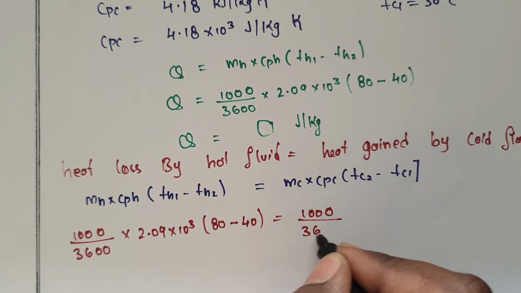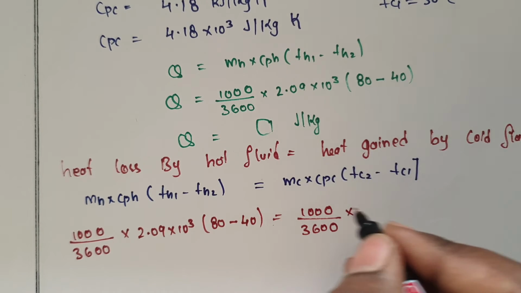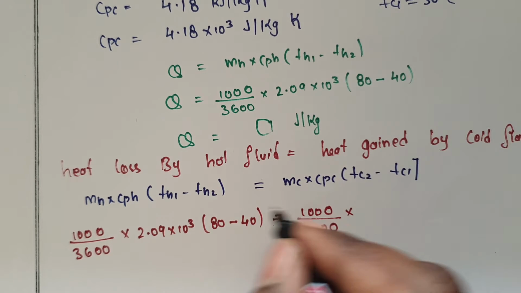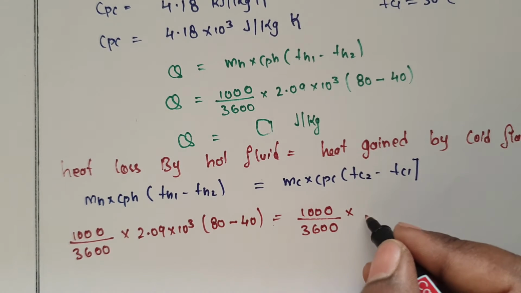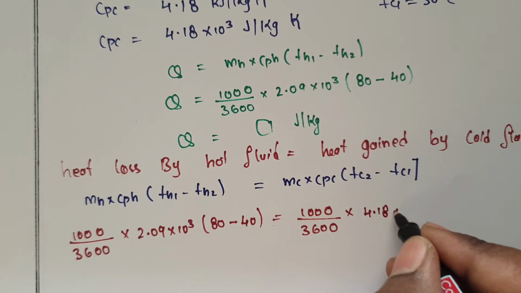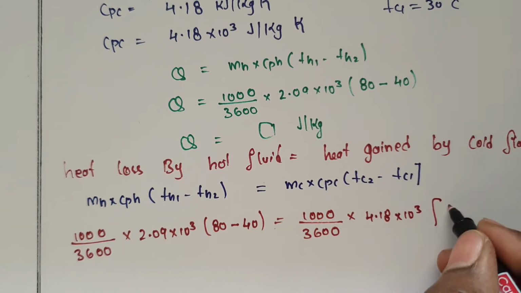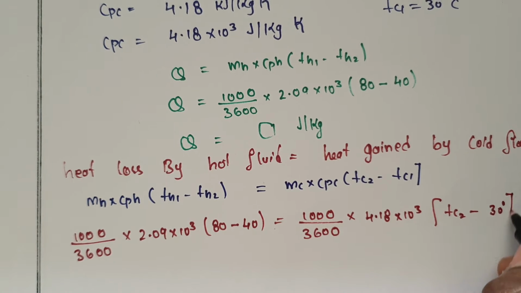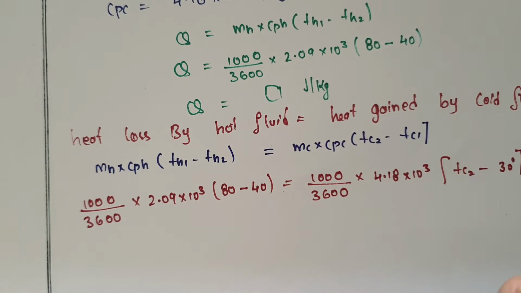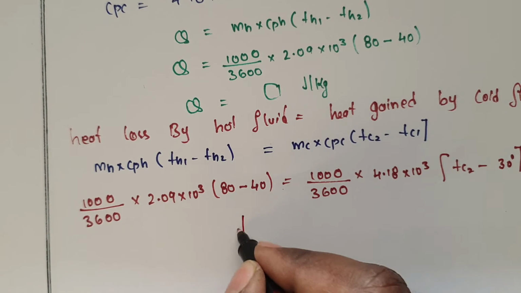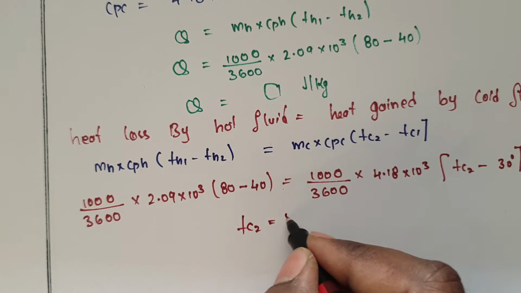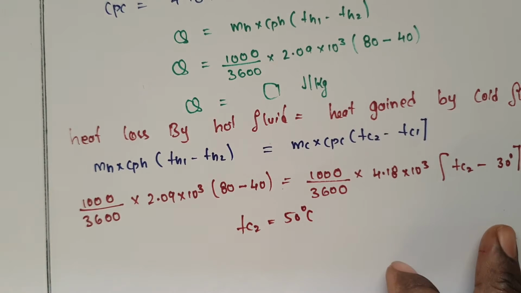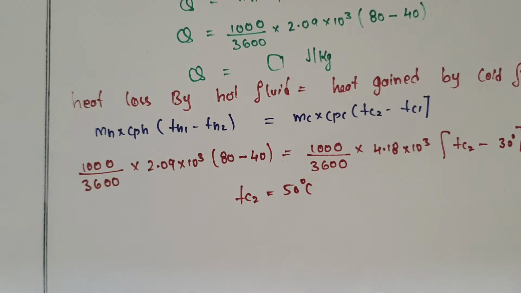Then this is equal to 1000 divided by 3600. Then the CPC value is given for water, which is 4.18 into 10 to the power of 3. You don't know the value of TC2. Then TC1 value is 30 degrees. If you solve with the help of a calculator, here you will get TC2. TC2 is equal to 50 degrees centigrade.